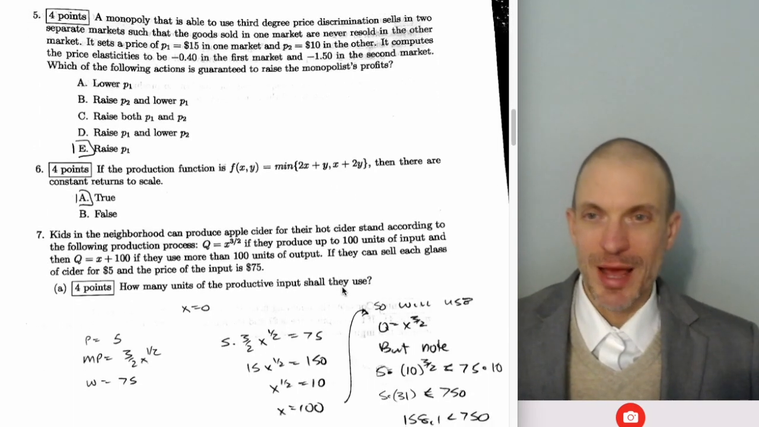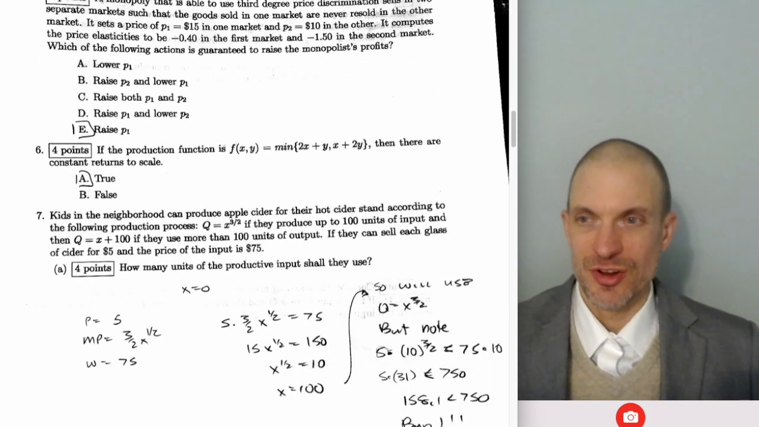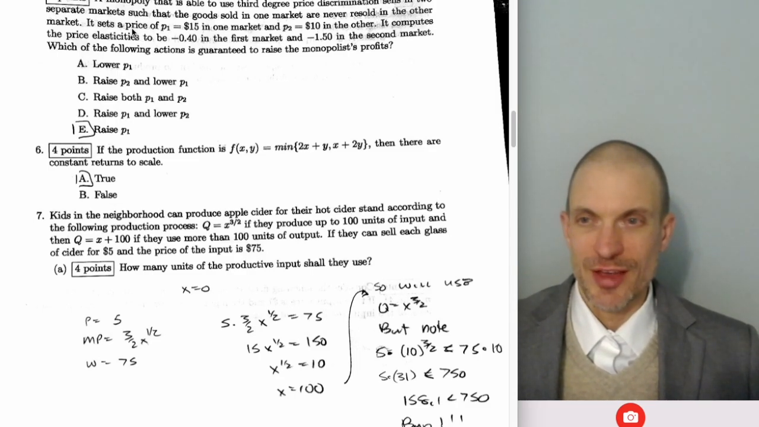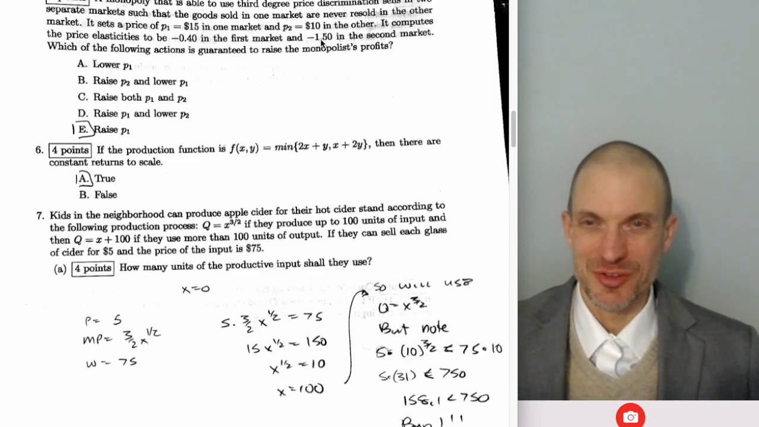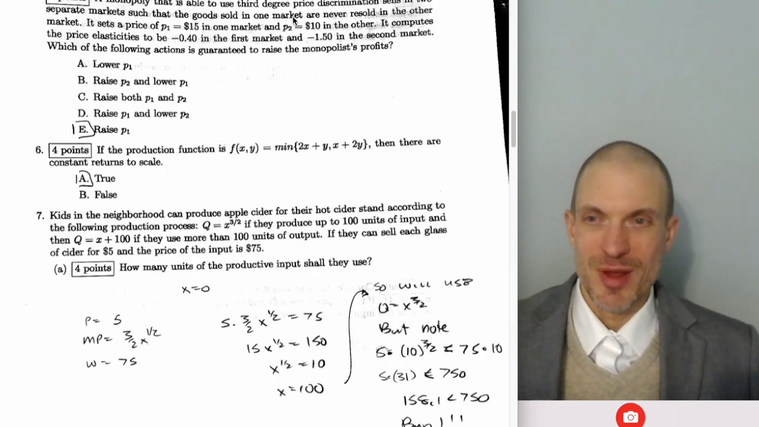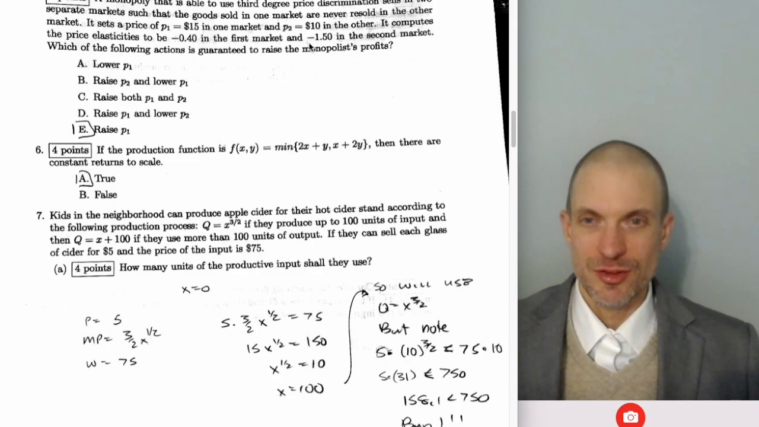All right, so a monopoly is able to use third-degree price discrimination to sell in two markets, such that the goods sold in one market are never resold in the other. It sets a price of 15 in one market, 10 in the other market. None of that actually matters. The price elasticity is going to be minus 0.4 in the first market, minus 1.5 in the second market. Which is guaranteed to raise profits: raising P1 only? So we don't know. We need more information about costs to know if they're pricing optimally in the two markets.